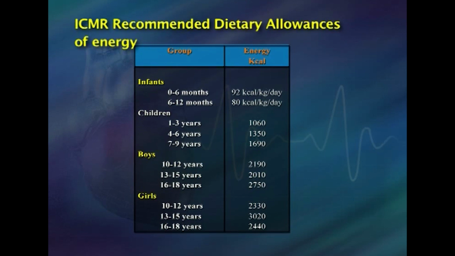So, students, today we have dealt with the energy requirements for humans, which has included the measurement of the basal metabolic rate, the respiratory quotient, the thermic effect of foods, and the recommendations made by the ICMR on energy requirement.